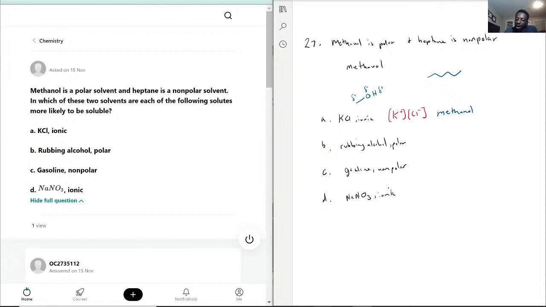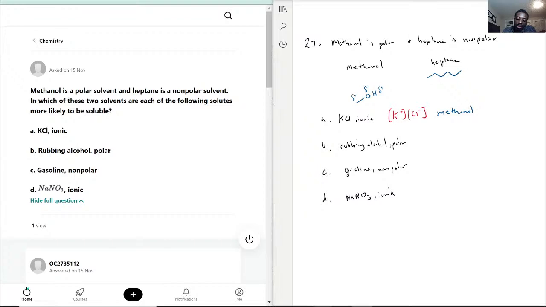Okay, why not heptane? Because heptane has no preference. It literally can't, realistically speaking, connect with any of the KCl. It's hydrophobic, water hating in a sense. It doesn't have any means to dissolve in water, and for any ionic compounds, it won't interact with them. Now, rubbing alcohol. So just to clarify, only methanol can dissolve in the first one, KCl.